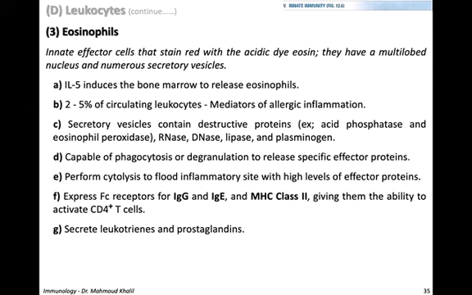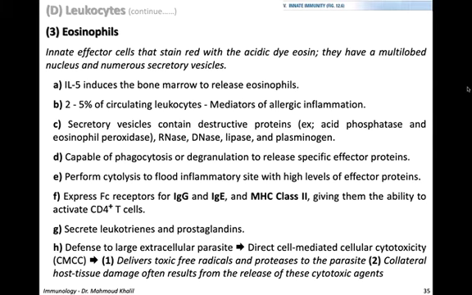They can express the Fc receptor for another type of antibody, which is IgG, and MHC class 2, giving them the ability to activate CD4 cells, T helper cells, as well. Eosinophils can secrete leukotrienes and prostaglandins.